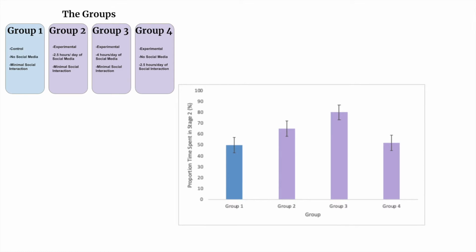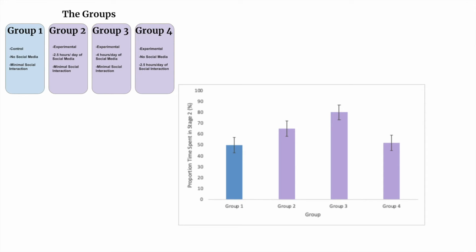Our hypothesis at the beginning of the experiment was that as there is an increase in social media usage, there will be an increase in stage 2 sleep. We believe this because with increased social media usage, there should be more disturbed sleep, meaning that the sleep cycle will reset itself going back to stages 1 and 2. The longer the participant is in stage 2 sleep, the less deep sleep and REM sleep they will have.